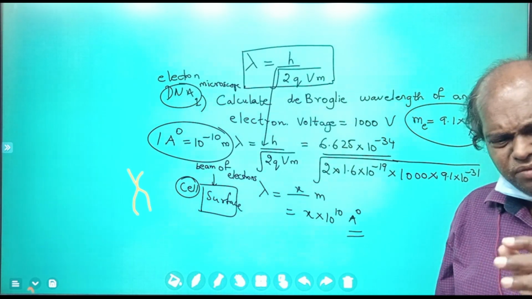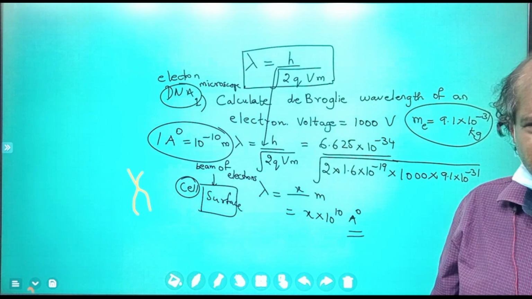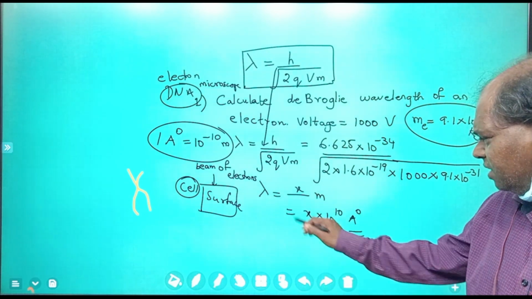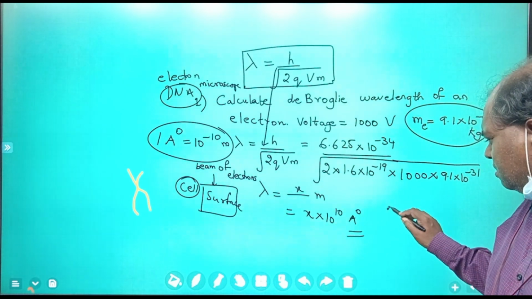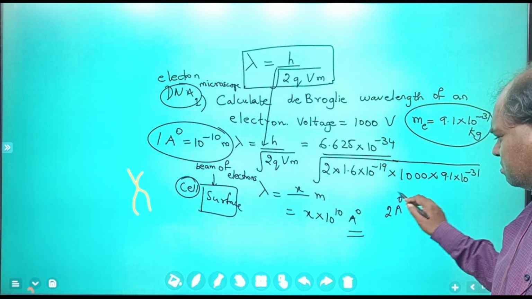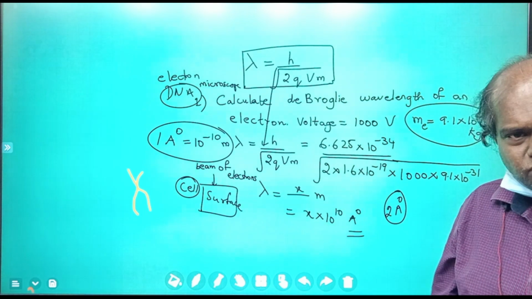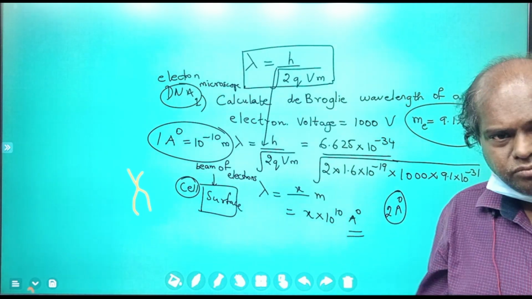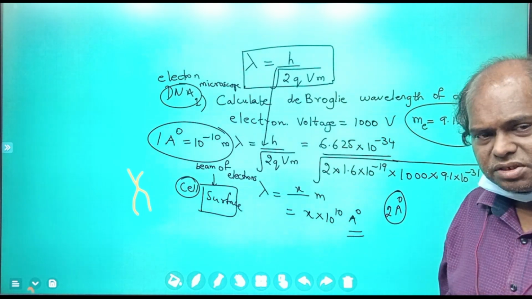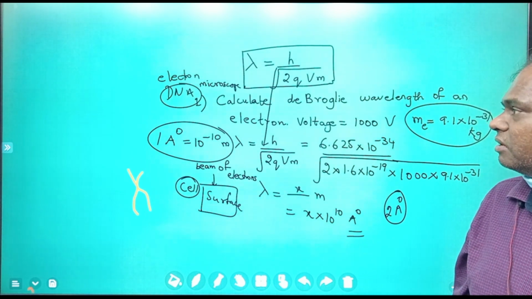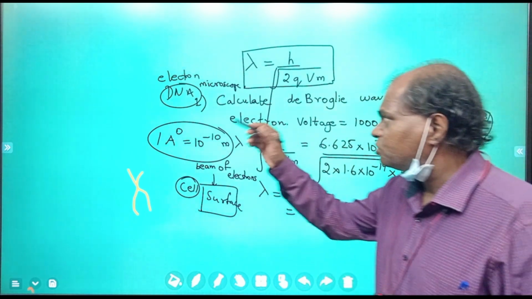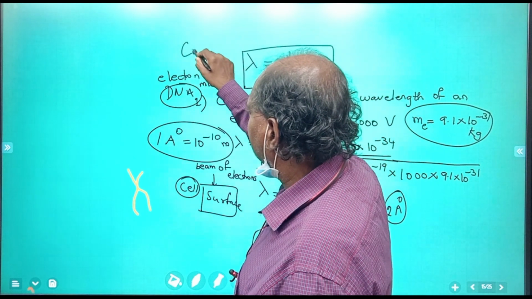You can see even very, very small objects. The wavelength will come to around, I think, some 2 angstrom. Just check it out. So you can see objects of the order of 2 angstrom. Just check out this answer. You see very small objects. And that's how they have seen this coronavirus.